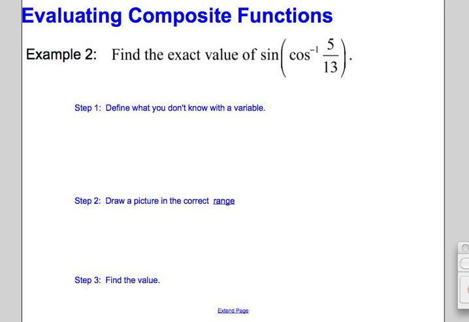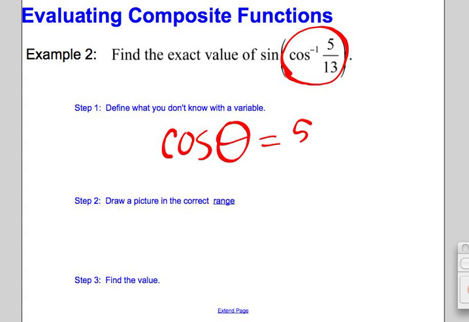So we're going to start by defining what we don't know with a variable. It looks like, again, we don't know the angle who has a cosine of 5/13. So this is saying the cosine of some angle is 5 over 13. Okay, so I let cosine inverse of 5/13 equal to theta. That's what I defined theta as.